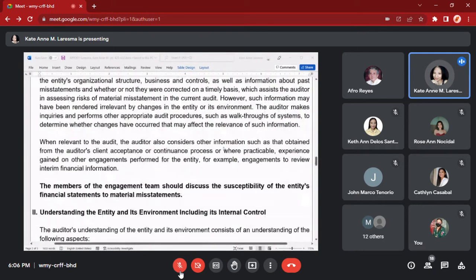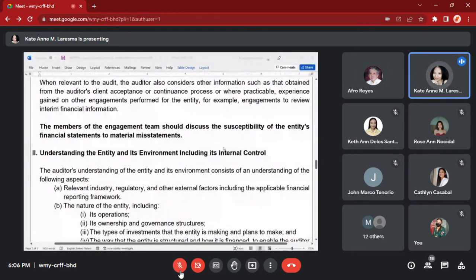The members of the engagement team should discuss the susceptibility of the entity's financial statements to material misstatements. Ngayon, ito ang mahalagang gawin sakaling ganito nga ang sitwasyon. Dahil nga nakita na may epekto o yung relevant niyang sinasabi, dapat talakayin ng mga miyembro ng engagement team ang pagiging susceptible o pagiging prone ng financial statement ng entity sa material misstatements. Bakit? Kasi magsasagawa ng economic decisions ang nakatataas. So yes, results can be really disastrous on the part of the entity dahil lang sa misstatement.